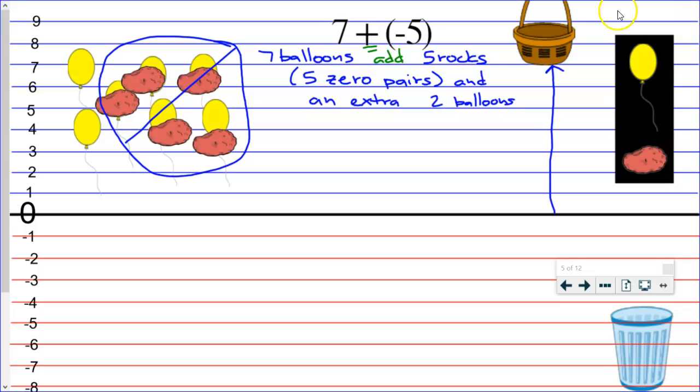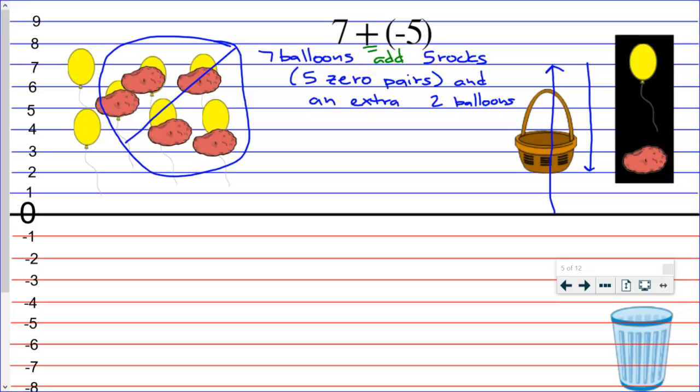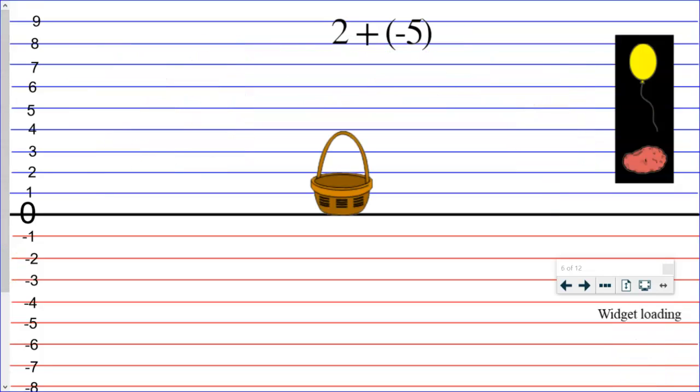All right, modeling this with my basket now. It was up at 7. I added 1, 2, 3, 4, 5 rocks. So where did that basket end up? At 2. And why 2? Because there are 2 balloons. Are there extra 0 pairs? Sure. But what do we have extra? 2 balloons. Nice and easy, right? Are you ready for a challenge?